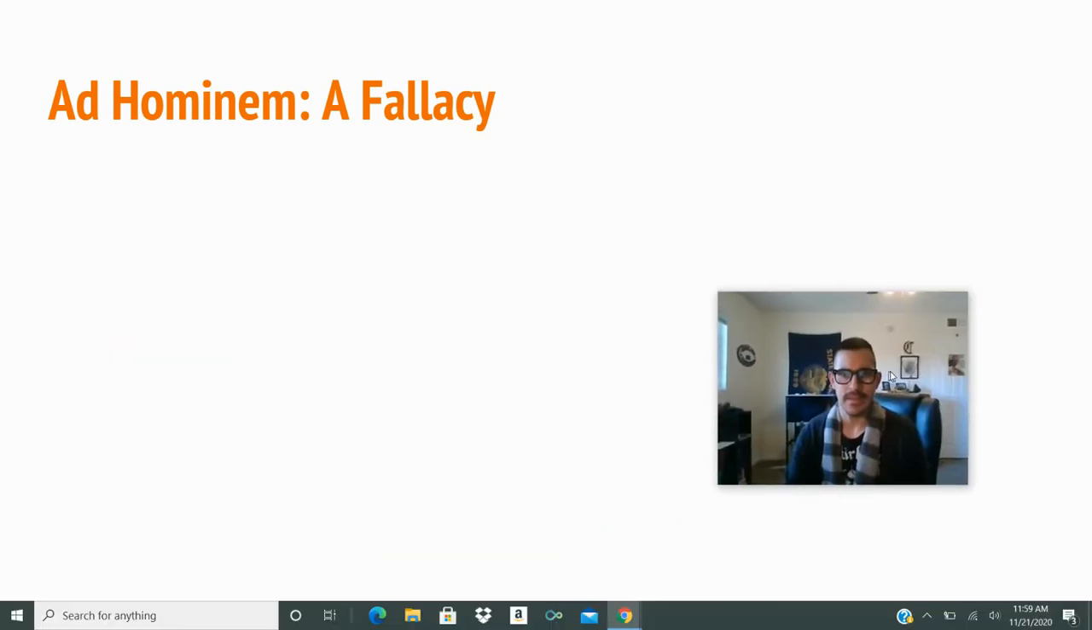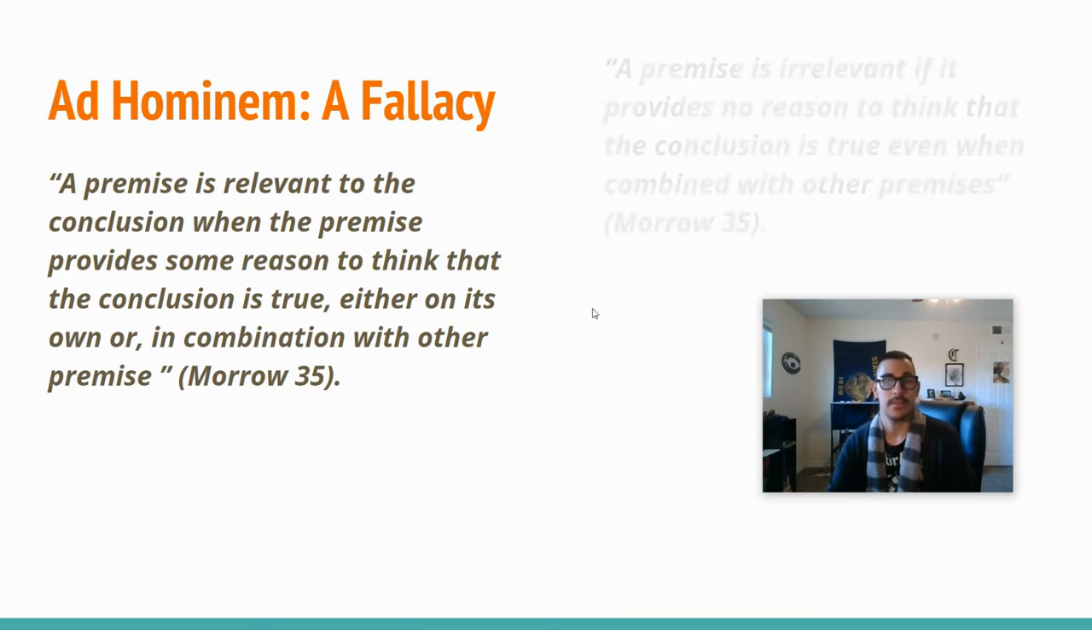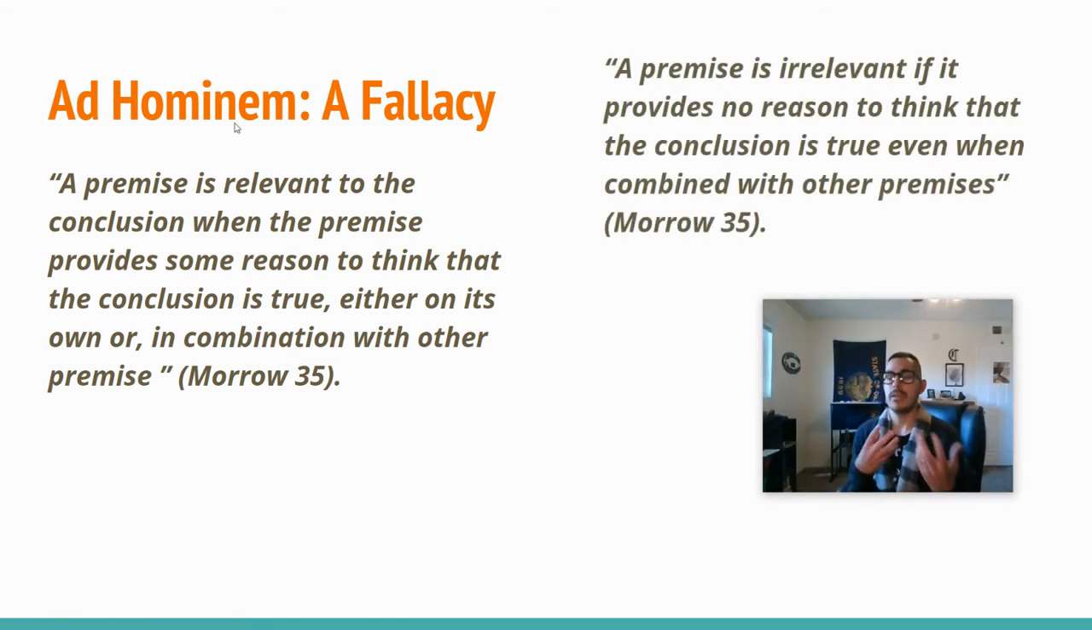If we look at it in further context, ad hominems are not relevant premises. For example, Morrow explains this. He says a premise is relevant to a conclusion when the premise provides some reason to think that the conclusion is true, either on its own or in combination with another premise. So if we think about ad hominems, a premise is irrelevant if it provides no reason to think that the conclusion is true, even when combined with other premises.